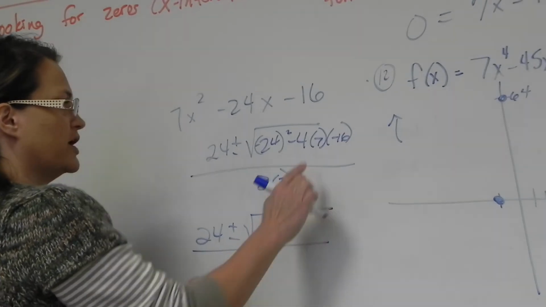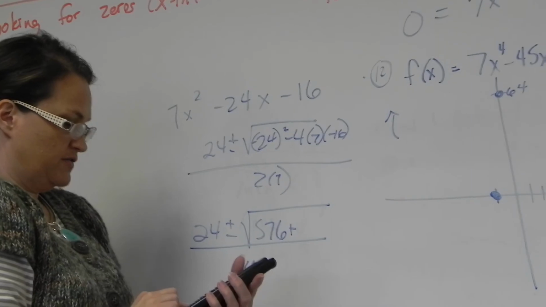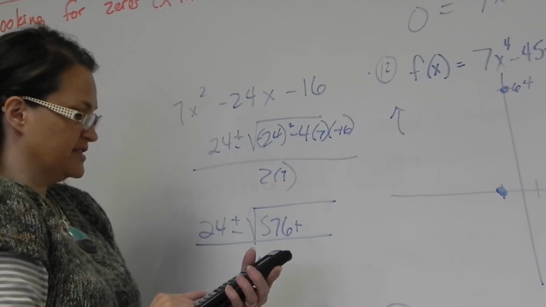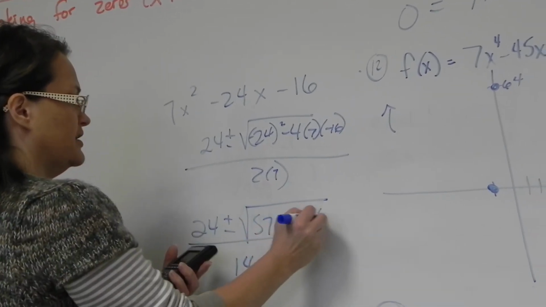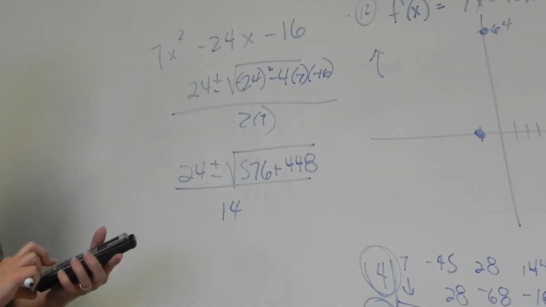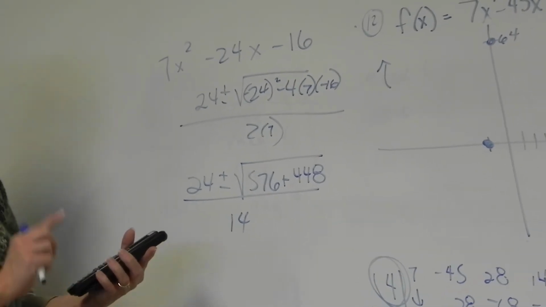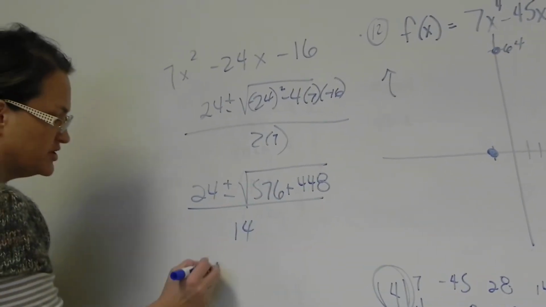Okay, 24 squared. This will be plus because 2 negatives there. So I've got 4 times 7 times 16, 448, over 14. And you all know how this rolls in the quadratic formula. And you take the square root of what's under there. This comes out to be 32.